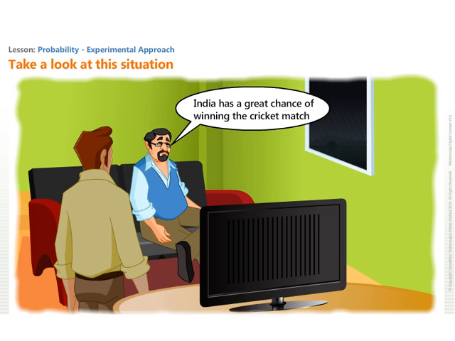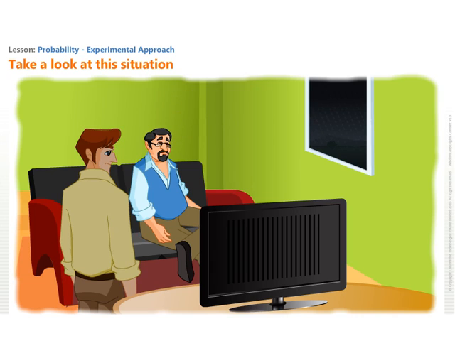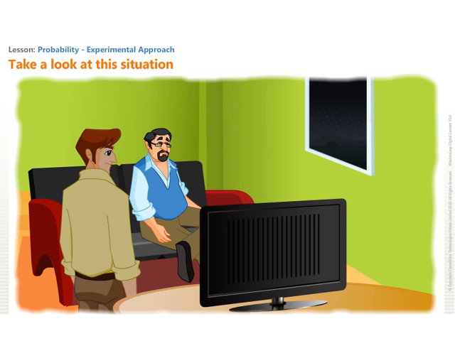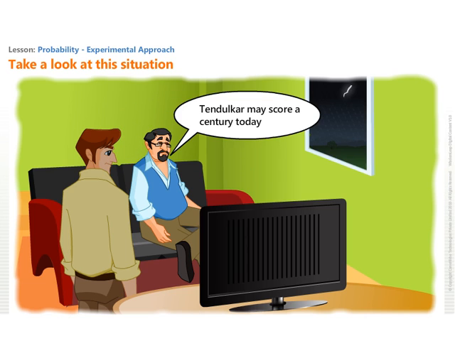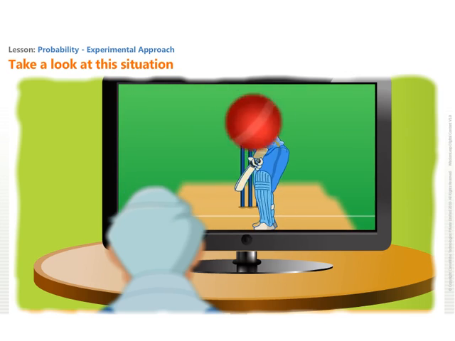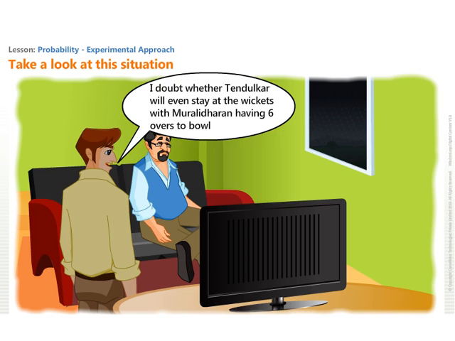Krish: India has a great chance of winning the cricket match. Harry: There is a possibility of India winning the match today. Krish: Tendulkar may score a century today. Harry: I doubt whether Tendulkar will even stay at the wickets with Muralidharan having 6 overs to bowl.